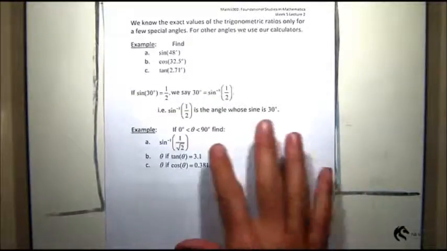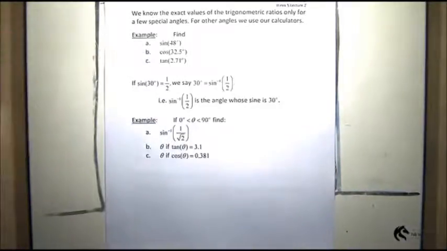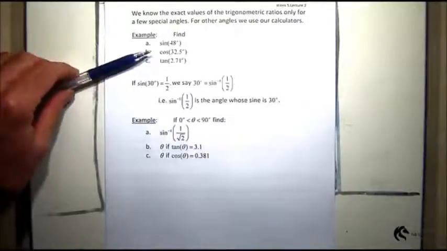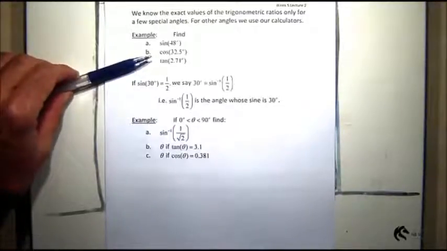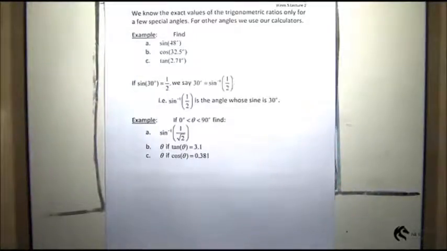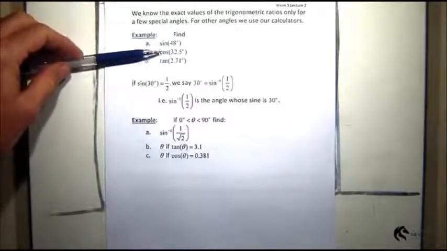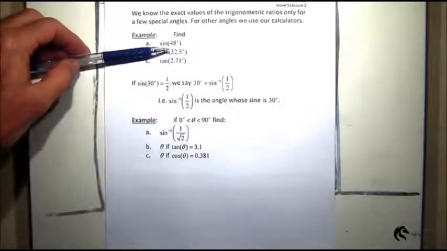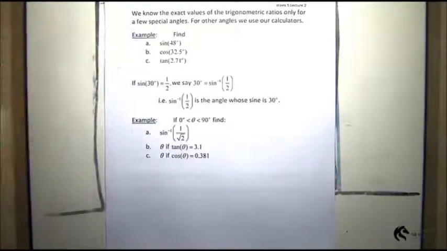All right. So here we go. For example, get out your calculator if you happen to have it with you. First of all, make sure your calculator is in degree mode, because as we'll talk about very shortly, your calculator can be in either degree mode or radian mode. That should be the default, but it may not be. So put it into degree mode and see if you can get it to do these things: the sine of 48 degrees, the cosine of 32.5 degrees, and the tan of 2.71 degrees.